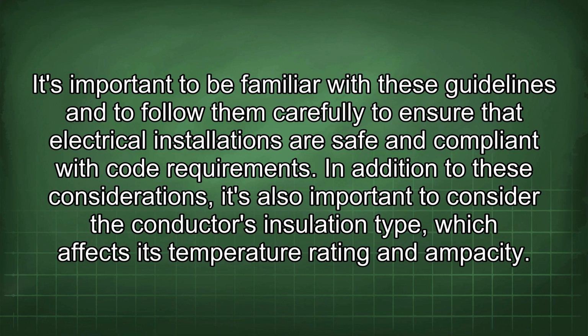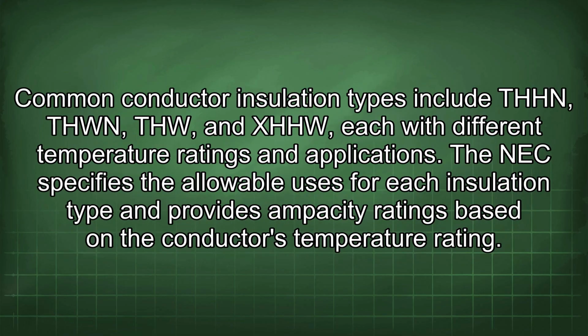In addition to these considerations, it's also important to consider the conductor's insulation type, which affects its temperature rating and ampacity. Common conductor insulation types include THHN, THWN, THW, and XHHW, each with different temperature ratings and applications. The NEC specifies the allowable uses for each insulation type and provides ampacity ratings based on the conductor's temperature rating.